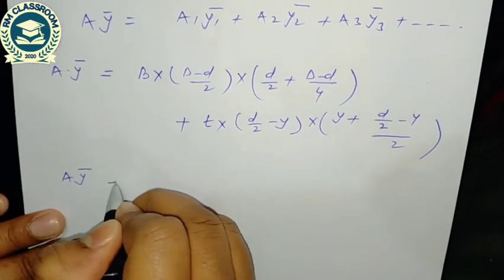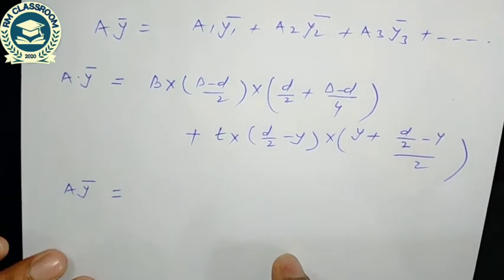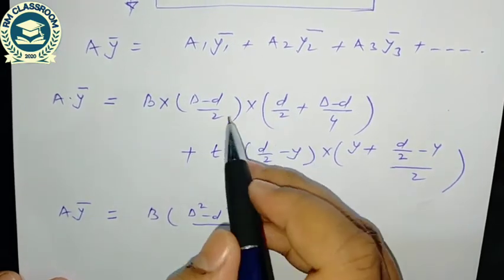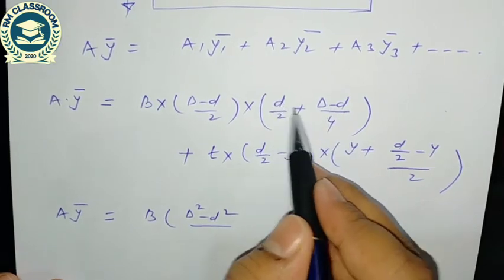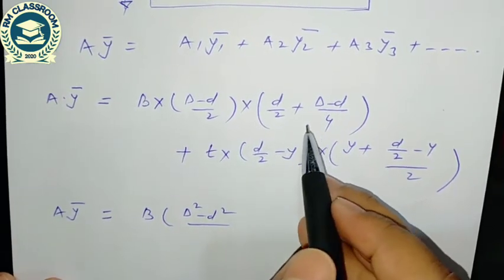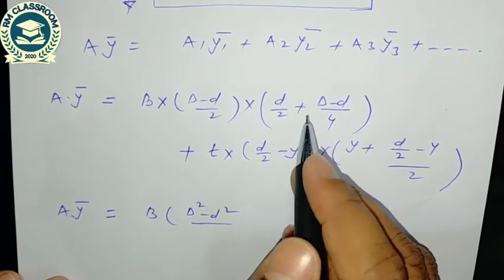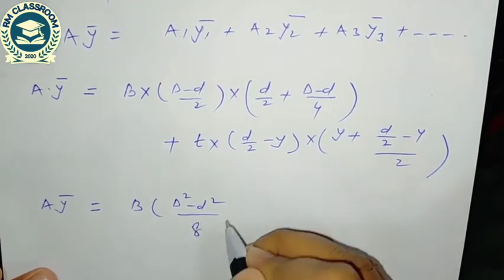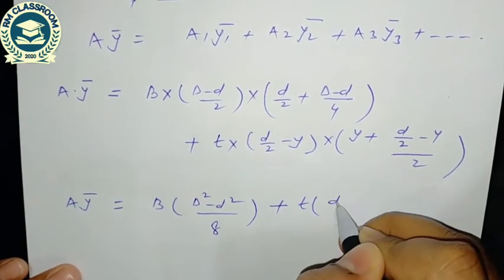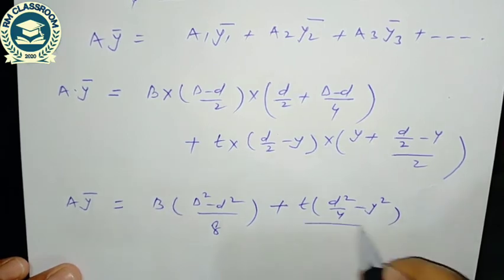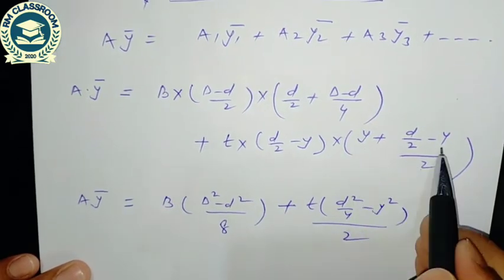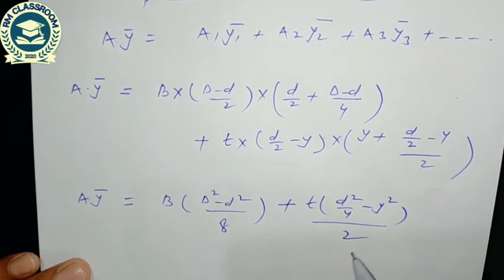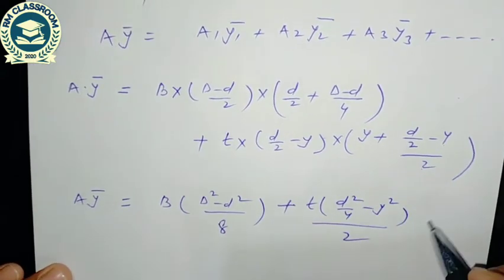So AY bar is equal to B into (D² minus d²)/8, plus T into (D/2 minus y) into (D/2 plus y)/2, so it is (D²/4 minus y²)/2. So this is the AY bar.